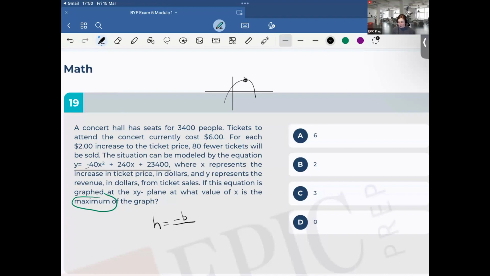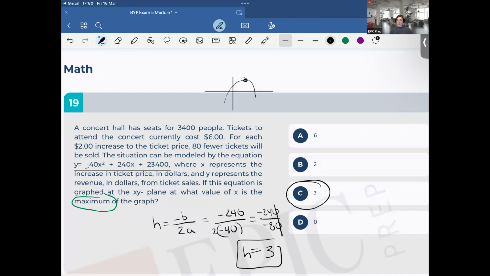h is equal to negative b divided by 2a, which is equal to negative 240 divided by, or sorry, 2 times negative 40. And then that will actually give me negative 240 divided by negative 80, which is actually negative 24 divided by negative 8, which is equal to positive 3. And that's the answer. Wasn't that amazing? Okay, so just for maximum always means the vertex of a parabola. Likewise, minimum when a is positive is also the vertex.